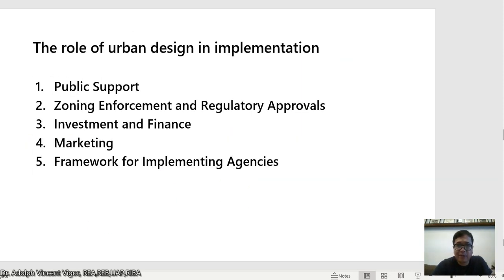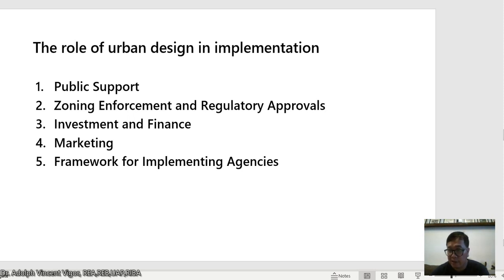So what is the role of urban design in implementation? You have here the public support. Of course, you need the support from the public because without support from the public, the plan would just remain a plan and not a reality. Then we have zoning enforcement and regulatory approvals. So you need to check the zoning, and of course, you need approvals from the different regulatory bodies so that it could be implemented. And one of the most important, investment and finance, because even if you have a good plan, if you don't have a budget to build it, then it won't become a reality.